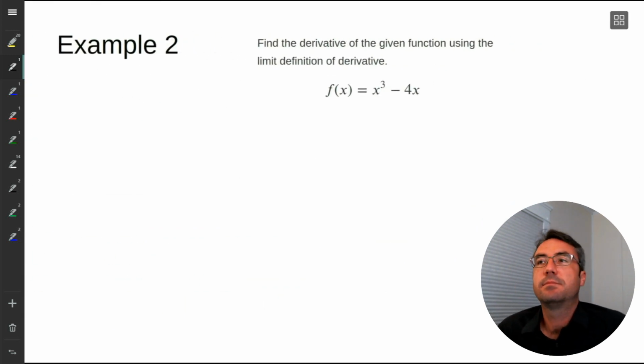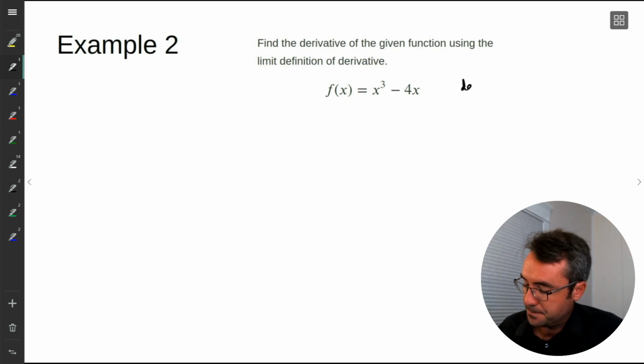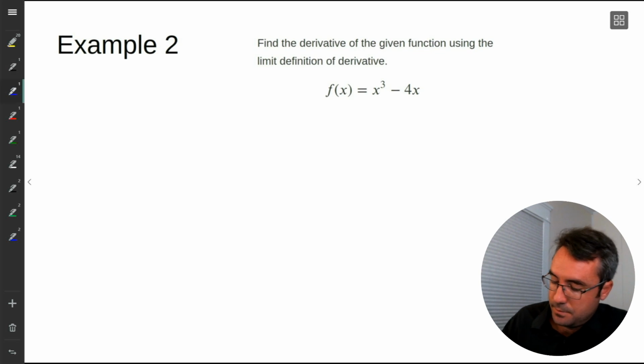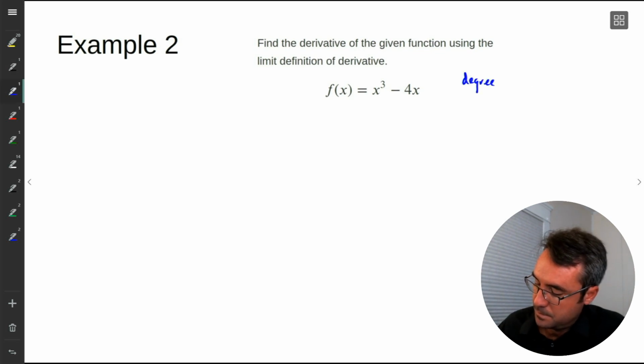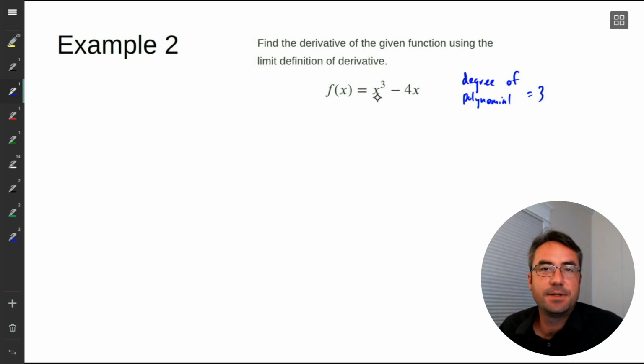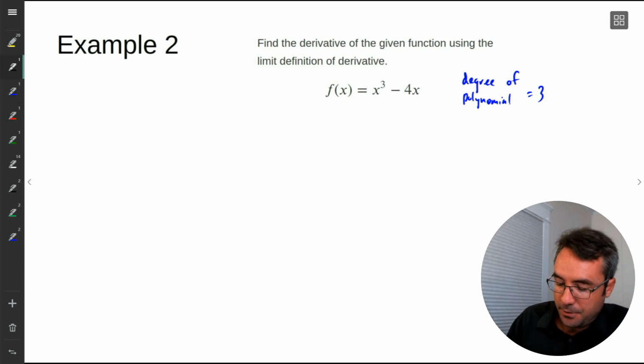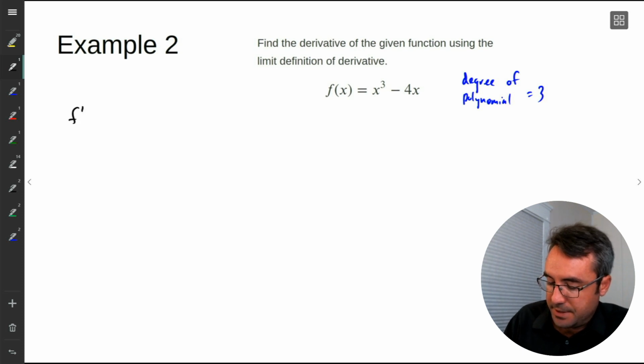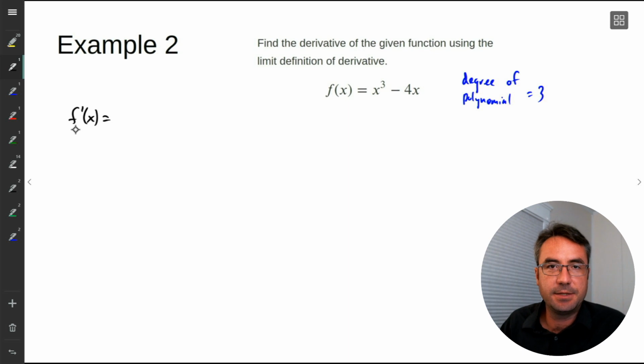Let's try another one. Let's just get some practice now calculating derivatives. So here we're given a function. We're going to calculate the derivative of this function using the limit definition. Again, we see a polynomial here. The degree of this polynomial is 3. All right. So let's actually work with this. And we know from our limit definition, so let's write that first. Good habit, just to get into the habit of we're going to calculate the derivative. Let's write down the limit definition.